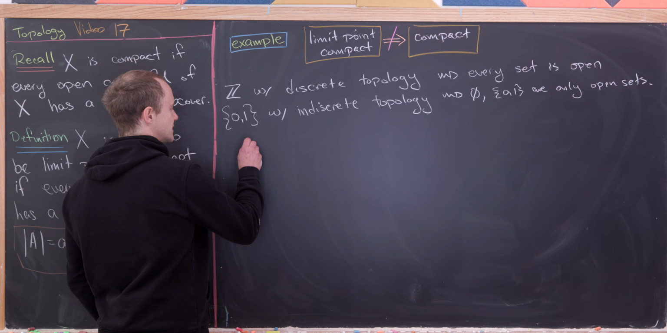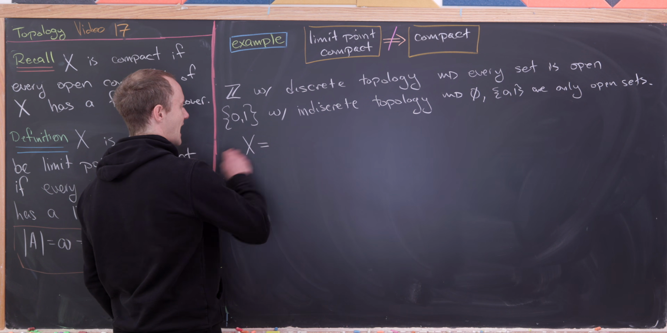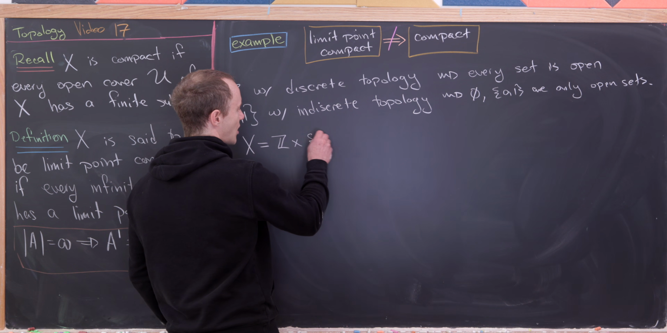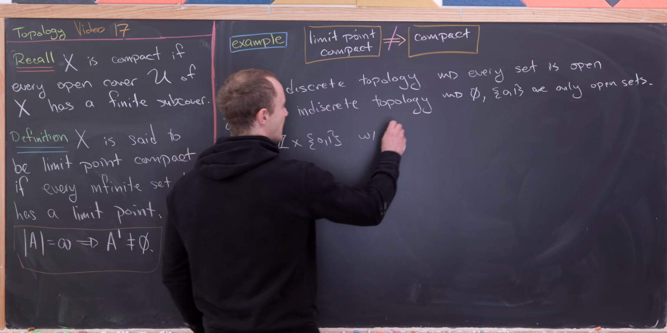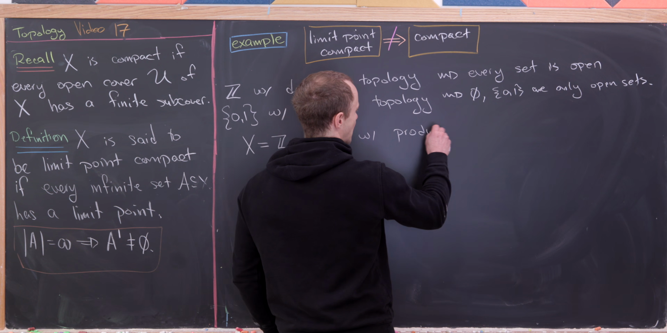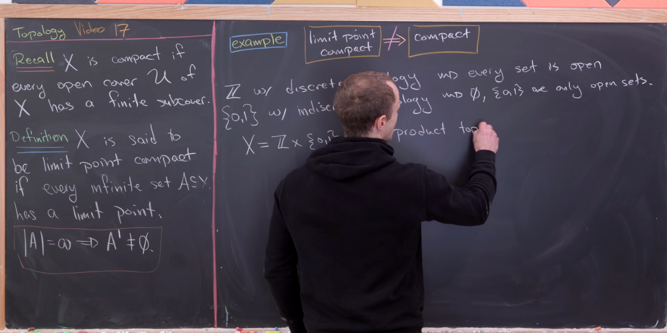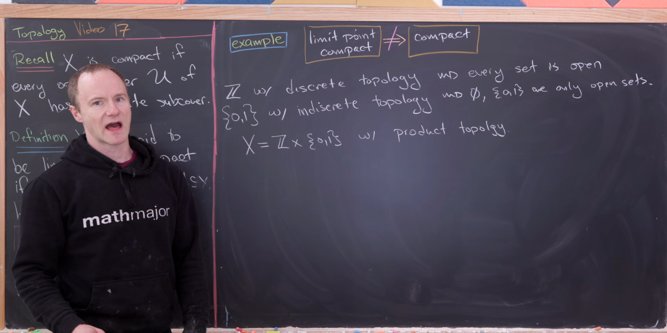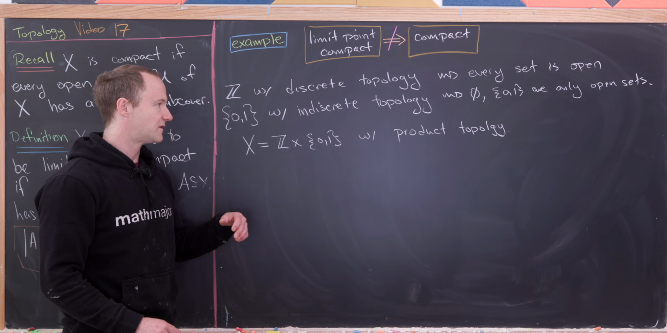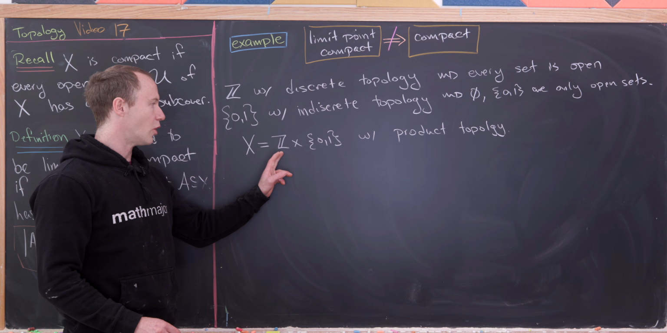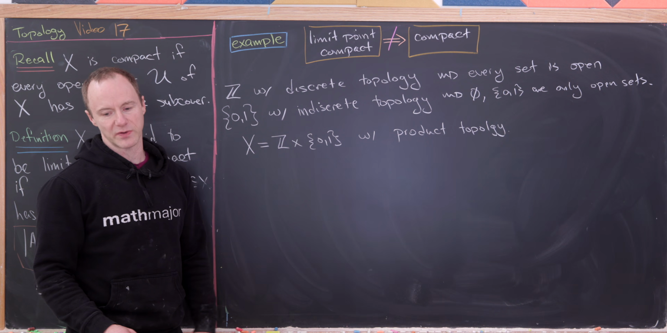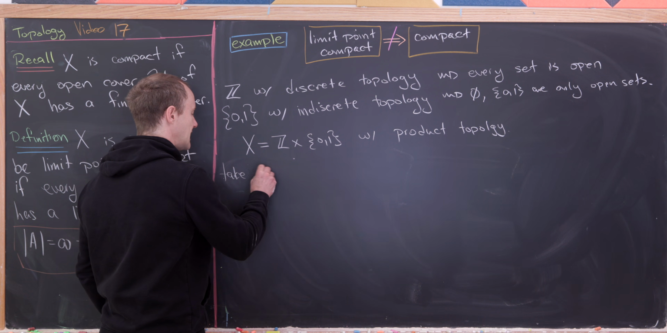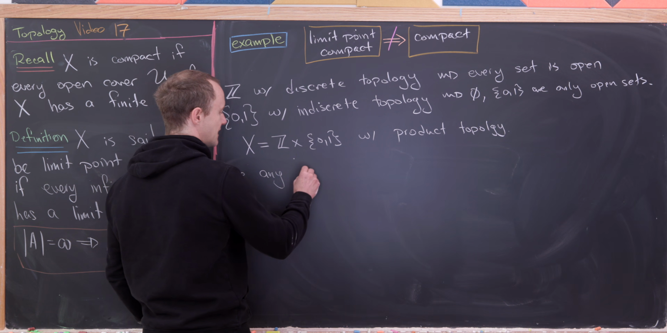And now what we want to do is consider a set X, and this set X will be Z cross {0, 1} with the product topology. And then let's just recall that the product topology will have a basis of open sets which are open in here, cross open in here. So now what we'll do is take any non-empty subset of X.